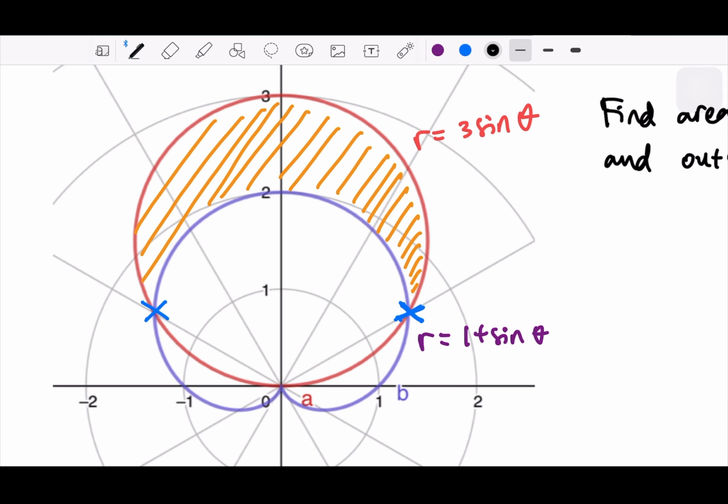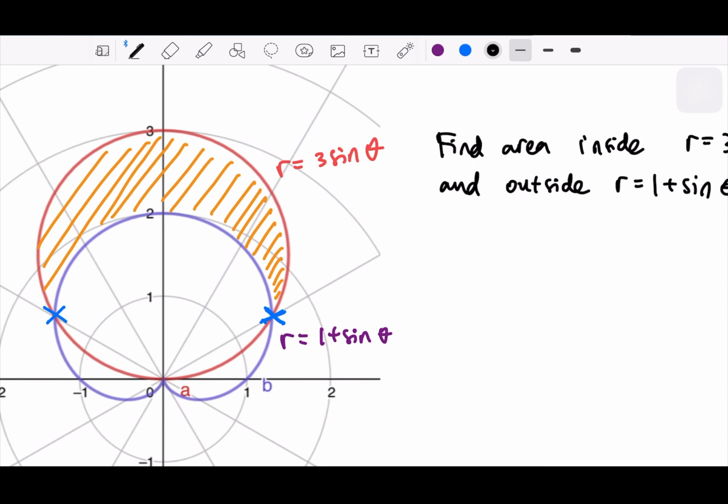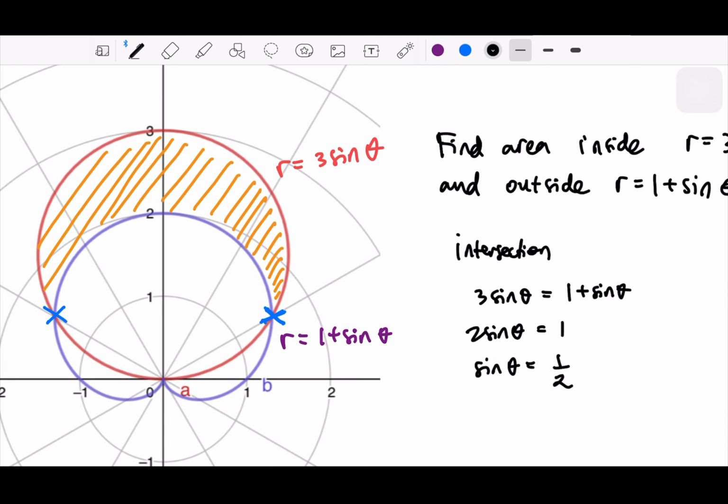Okay, so let me write first, and then you can see how it works. First, we can check the intersections. So the intersection will be 3 sine theta equal 1 plus sine theta, or we will have sine theta equal half. So theta will be from pi/6 to 5/6 pi.